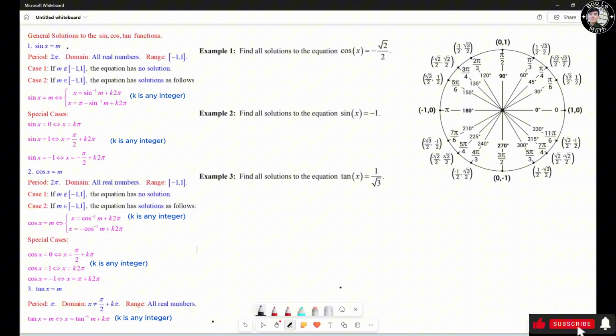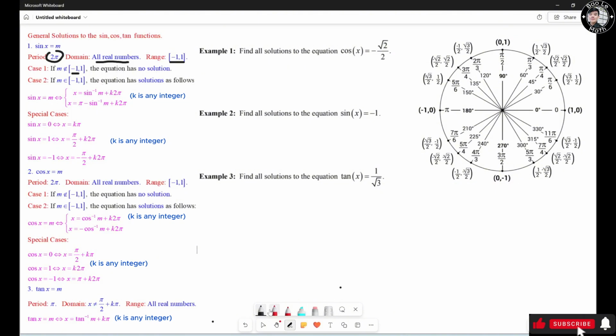Sine s equals m. You know that the sine function has the period of 2 pi, right? The domain should be all real numbers, and the range should be -1 to 1. Keep that in mind. Now, sine s equals m. If m is outside the range, the equation has no solution.